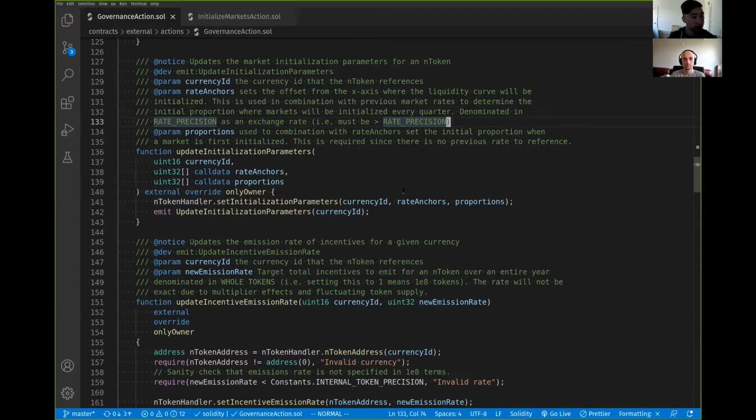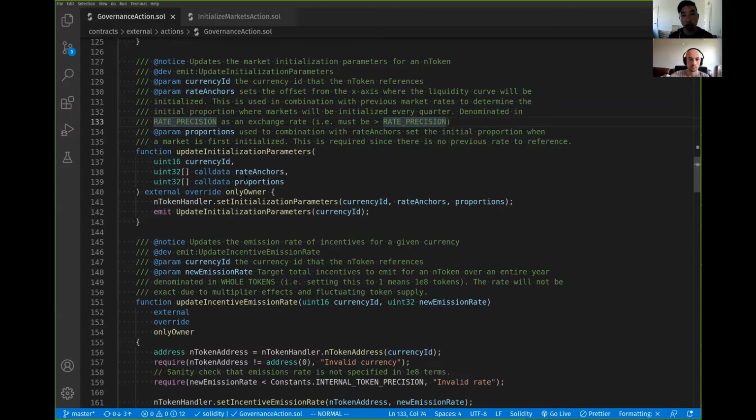Okay, so in this video, we will talk about the Initialize Markets action, which is what happens on every quarterly roll when we roll the Fcash markets forward another quarter. The two parameters that are relevant just for Initialize Markets are the rate anchors and proportions. There's one of these per Fcash market that's actively traded. We'll talk about these in more detail as we go through the Initialize Markets action contract, which is called when we roll Fcash markets forward. But I'll just mention what these do at a high level now.